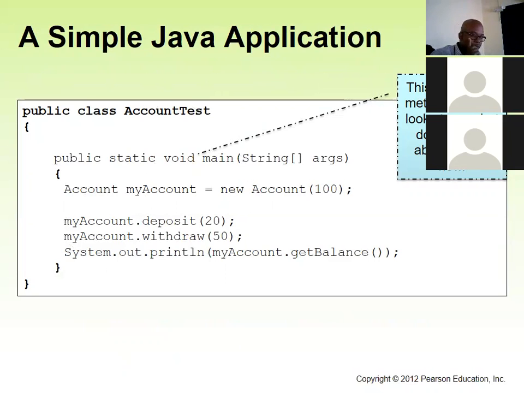Everybody with me? Notice it has the public static void main(String[] args) method, and this method has a start and an end, and then the code that we want to run. Notice the first thing I say is Account, which is the type, we are creating a variable called myAccount. And I have equal new Account(100). So this new Account really is calling the constructor for the Account class to set up a new instance called myAccount.